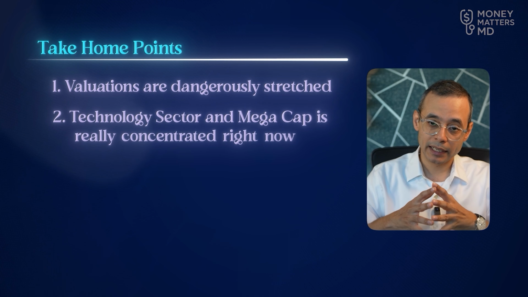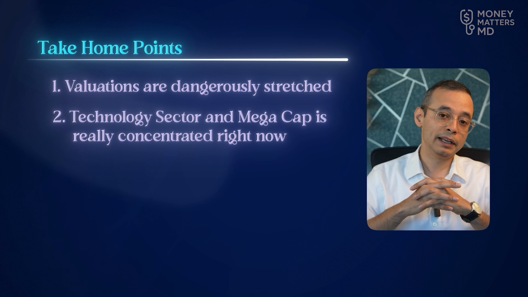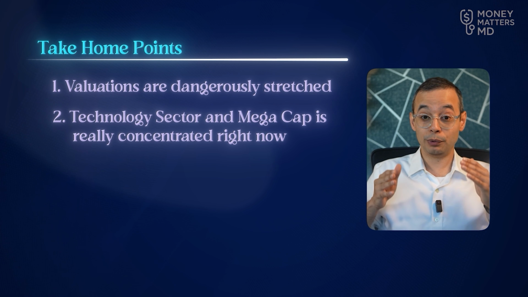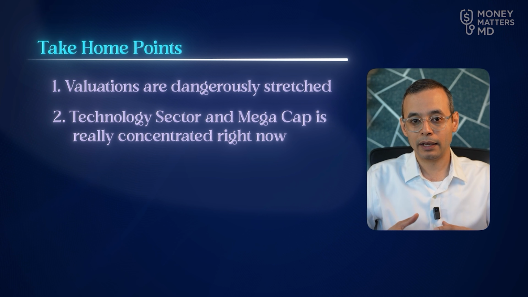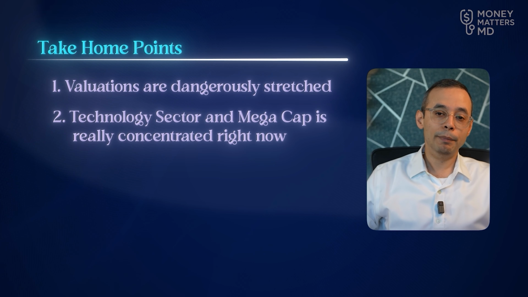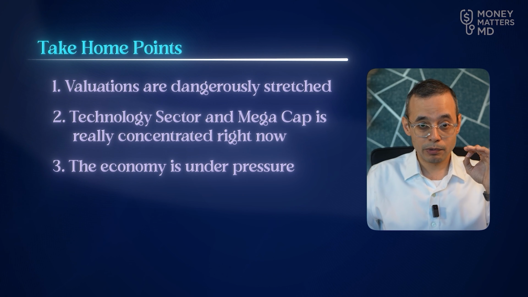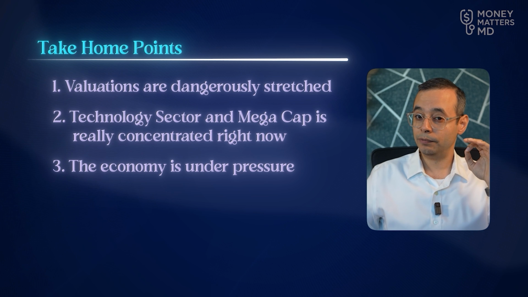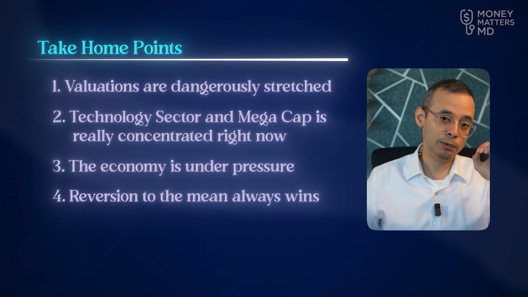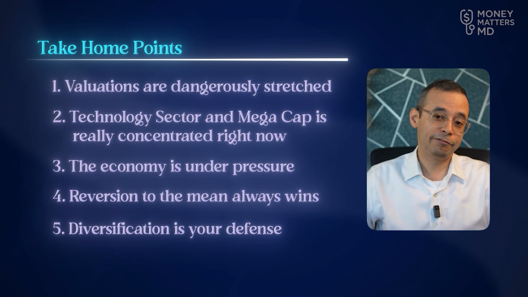The technology sector and the mega cap companies are making the S&P 500 extremely top heavy right now. You think you're buying into an S&P 500 fund, but what you're really getting is the top 10 mega cap technology companies. The economy is under a lot of stress from tariffs, high interest rates, and the weakening dollar. Reversion to the mean always wins. And diversifying your portfolio is the only free lunch.